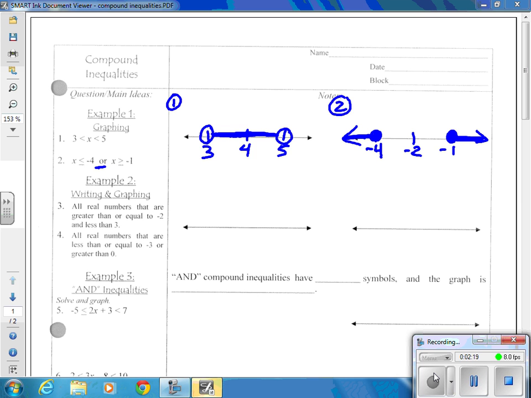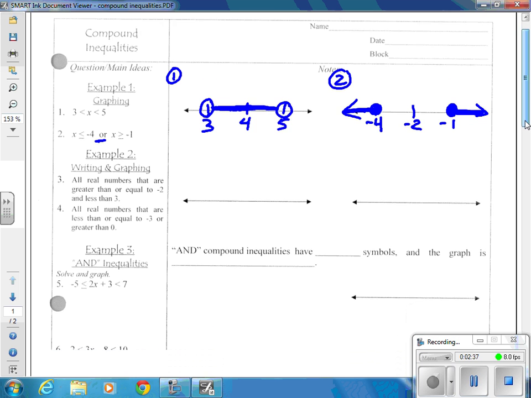The and inequalities, which is the one that does not have the word or, okay, is the graph in between 2 points. The or inequalities, right, which does have the word or, is the 2 points and then it's shaded outward. Right? So that is going to be a common thing that you're going to have to look for in determining which one is which.